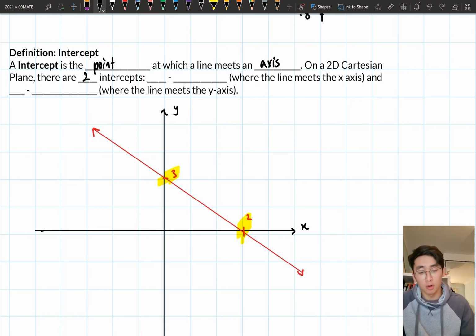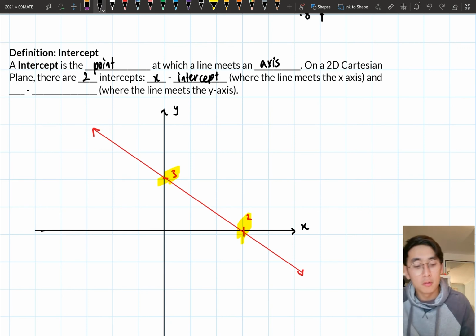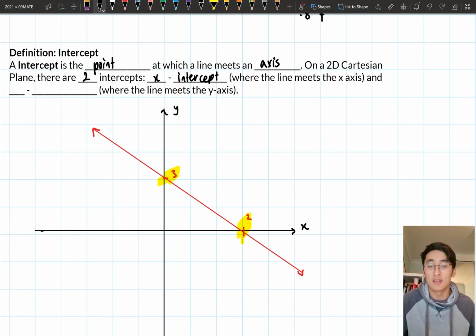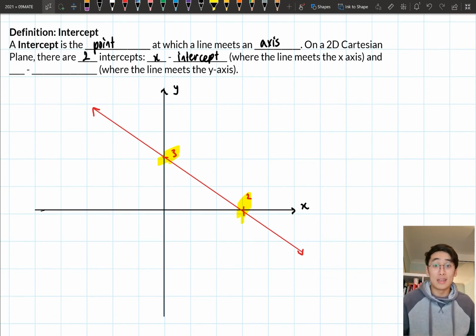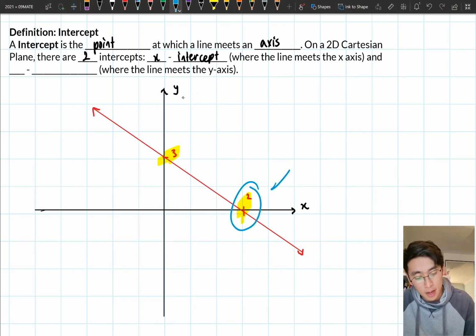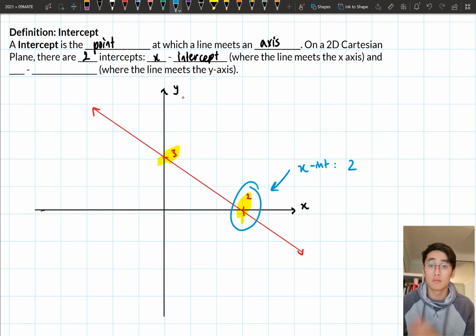The first one is called our x-intercept. This is where our line meets the x-axis. So if you have a look at the diagram I have underneath here, which one of these is my x-intercept? Well, it's just going to be this one over here at 2. So here my x-intercept is 2. Okay, pretty straightforward.